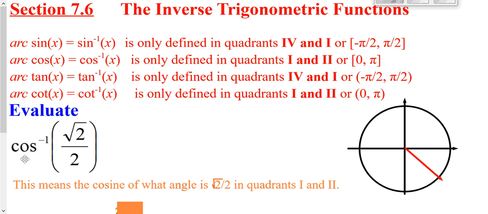So this is an inverse trig function, so it's representing an angle. It really means the cosine of what angle gives us root 2 over 2. And being an inverse cosine, we have to remember we are limited to quadrants 1 and 2. So where in quadrants 1 and 2 is cosine equal to root 2 over 2 positive? Well, that's at pi over 4. It is important that you know exactly which quadrants each one of these trig functions is defined in. That will be important as you move forward here.